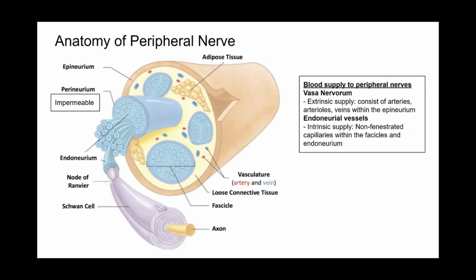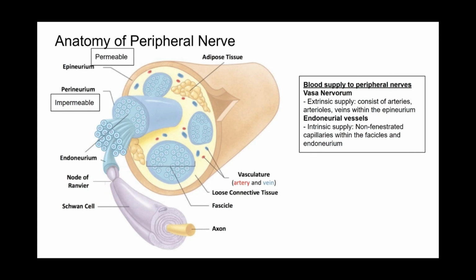And then the fascicular bundles will group together and they will all be covered by an outermost layer of connective tissue called the epineurium. The epineurium, in contrast to the perineurium, is permeable. So local anesthetics can actually diffuse through the epineurium and enter the peripheral nerve.